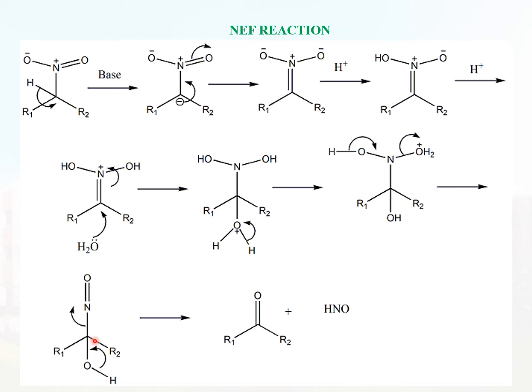If this is becoming a double bond, this bond will not stay here. It will be shifted to here so that it becomes N. It leaves us NO minus. NO minus will take the H plus which is released from here to form HNO. And this portion becomes the carbonyl molecule. So this is the mechanism of the Nef reaction.